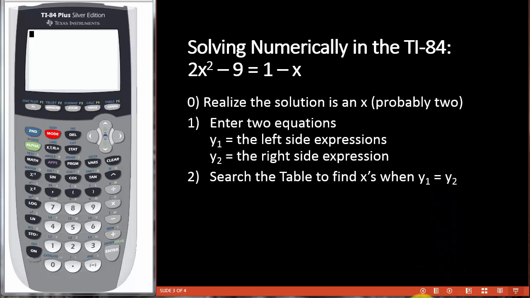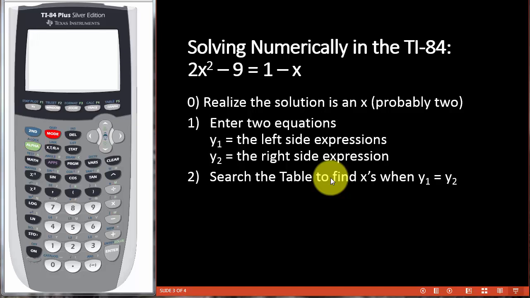So first point, realize you're solving for x, and there's probably two. Do not give an ordered pair. It's not an xy answer. It's not an ordered pair. And we're not looking for y answers, although the table is going to show us a lot of y values.